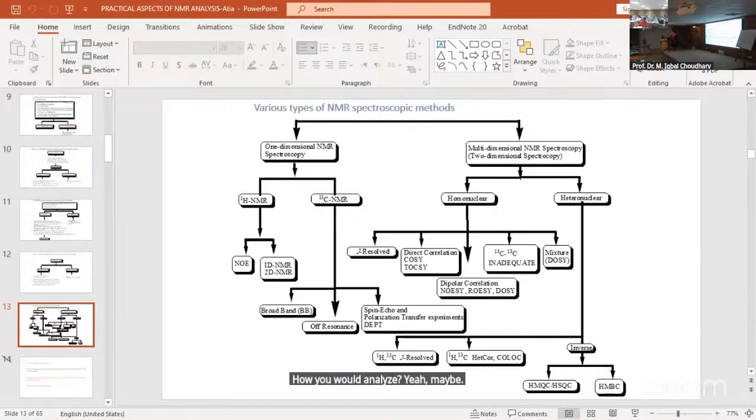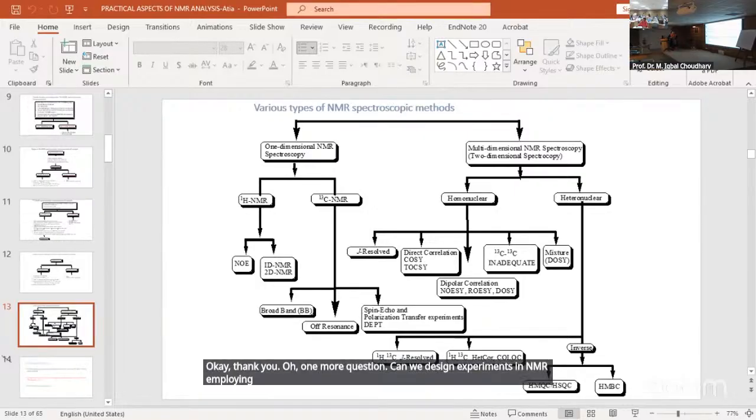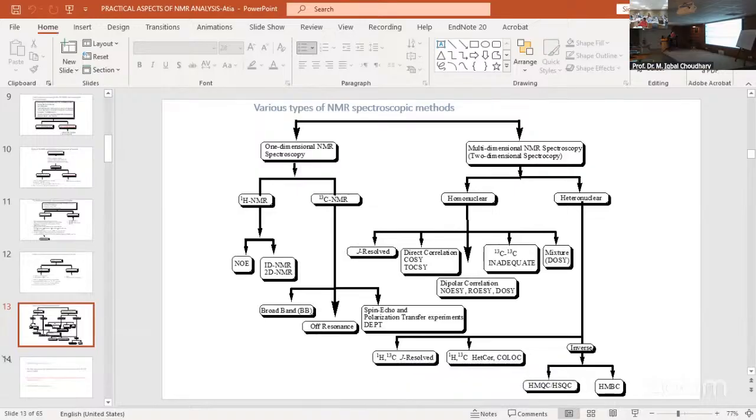Okay, thank you. Oh, one more question. Can we design experiments in NMR employing artificial intelligence? Yes. If yes, would it be helpful in increasing the resolution somehow?